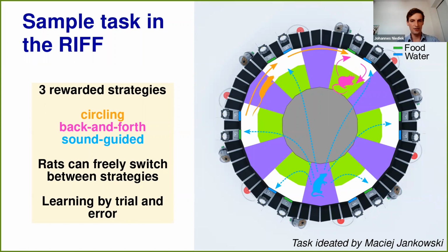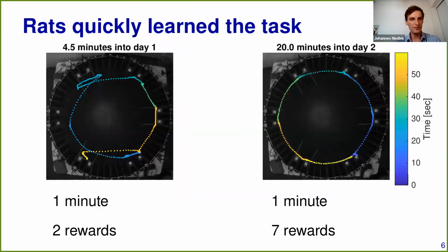And rats can freely switch these strategies, so they can circle a bit, then they can do back and forth a bit, then circle a bit again. And they learn this task simply by being placed in the arena and finding out how to get rewards by trial and error. And this sounds complicated, but actually they learn it pretty quickly.